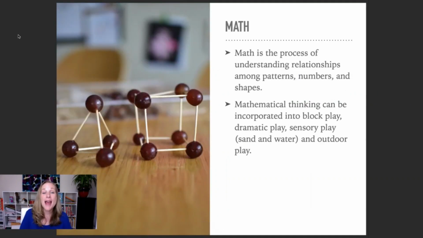Math. Math is the process of understanding relationships when we're talking about patterns and numbers and shapes. And mathematical thinking can easily be incorporated into play, whether it's block play, dramatic play, sensory play, outdoor play. There are so many opportunities to bring in those mathematical concepts as children are playing. So that's one of the great ways to help integrate STEAM throughout the day.